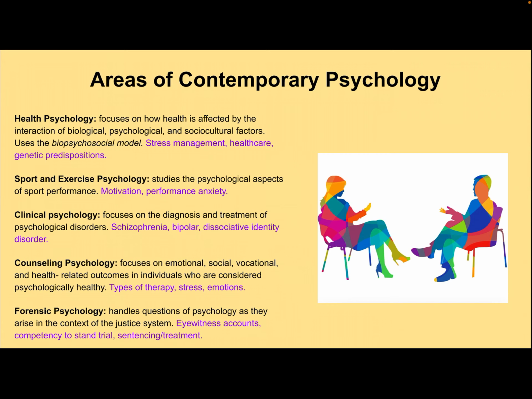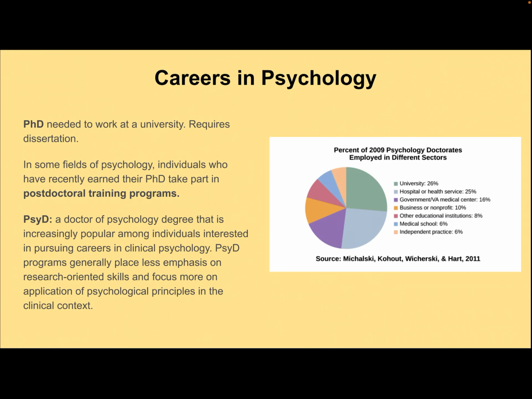All right, we talked about all our different areas of psychology. Now we'll quickly discuss some careers in psychology. We're almost done. You do need a PhD if you want to work at a university studying psychology, doing research, and getting your PhD requires a dissertation. The book gives more details about that if you're interested, but you don't need to know more than this for me. In some fields of psychology, individuals who have recently earned their PhD take part in something called postdoctoral training programs.